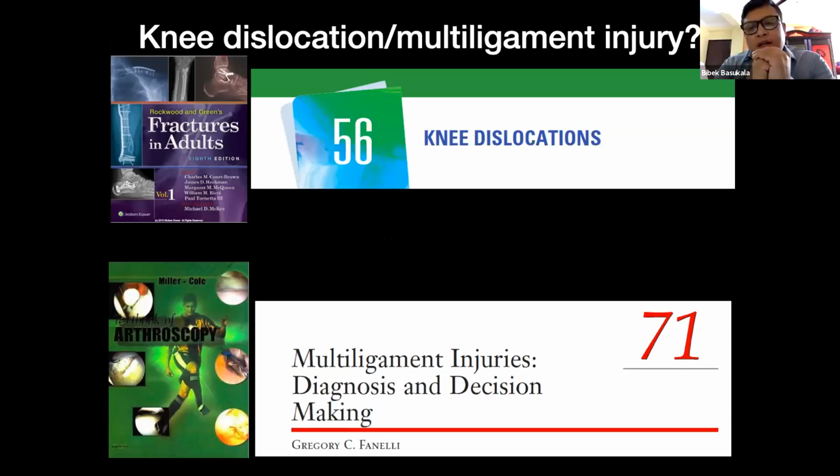So let us start with Ishwar sir first. Sir, knee dislocation or multiligament knee injury. I scrolled through so many internet sites and books. What I found common was that books which discuss more about general orthopedics discuss this topic as knee dislocation, and books which discuss more about sports injury discuss this topic as multiligament injury. What is the good term for you?